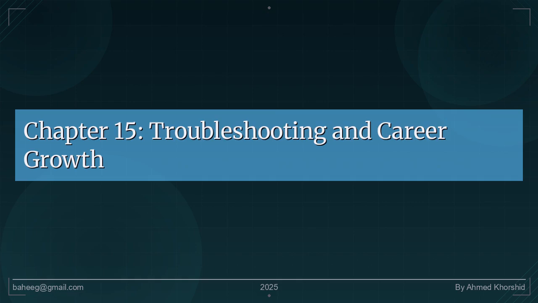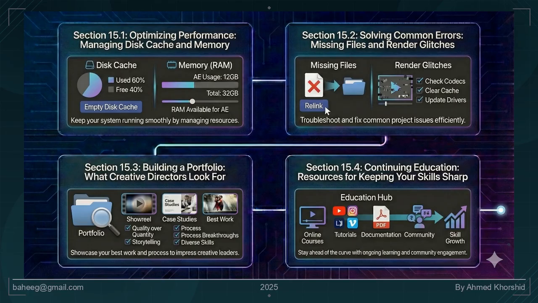Chapter 15, Troubleshooting and Career Growth. Section 15.1, Optimizing Performance, Managing Disk Cache and Memory. Section 15.2, Solving Common Errors, Missing Files and Render Glitches. Section 15.3, Building a Portfolio, What Creative Directors Look For. Section 15.4, Continuing Education, Resources for Keeping Your Skills Sharp.